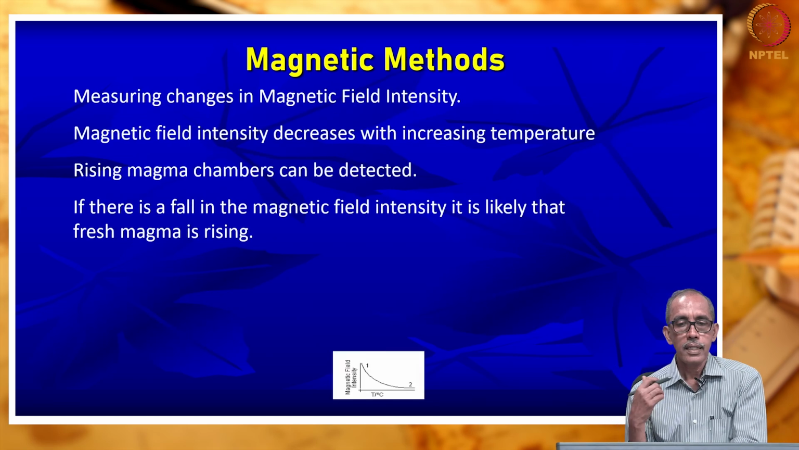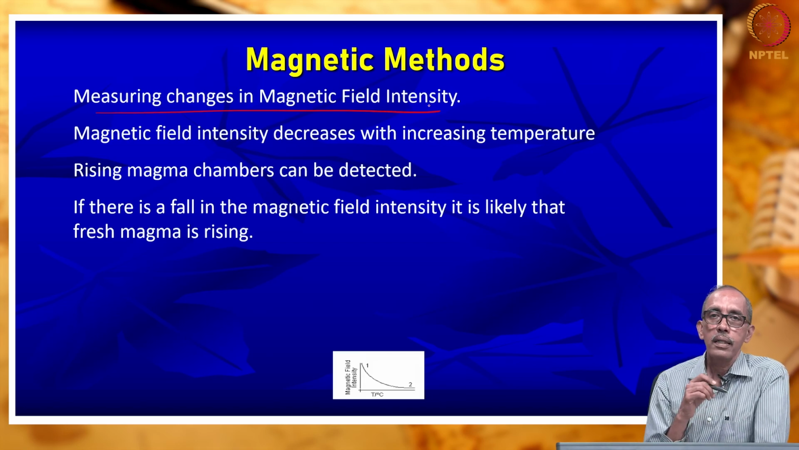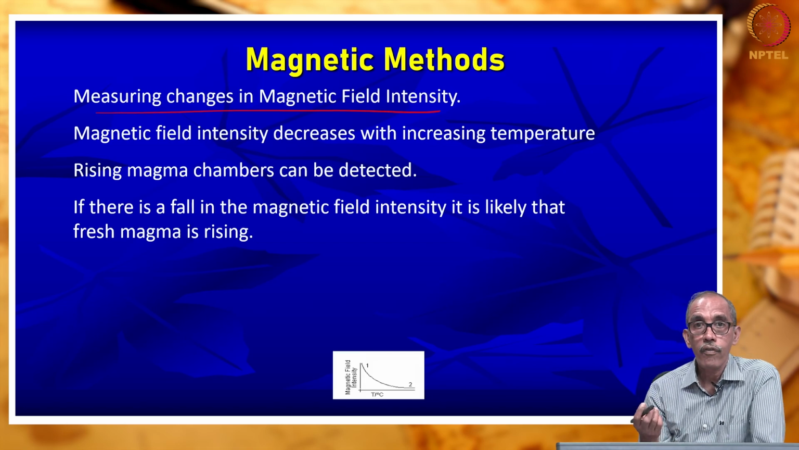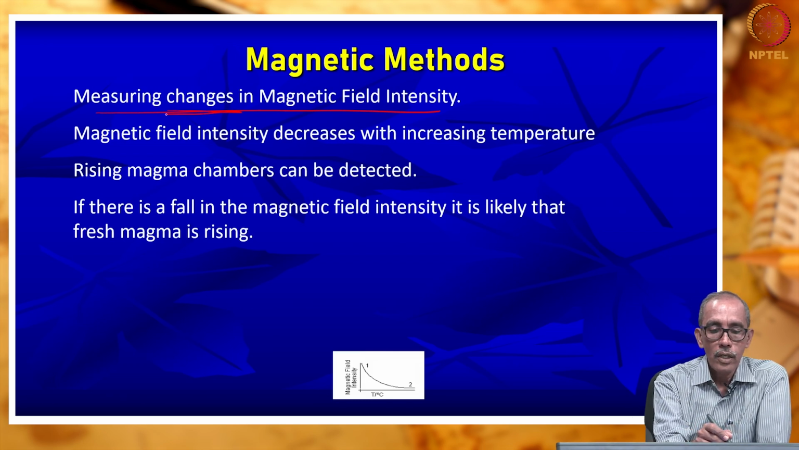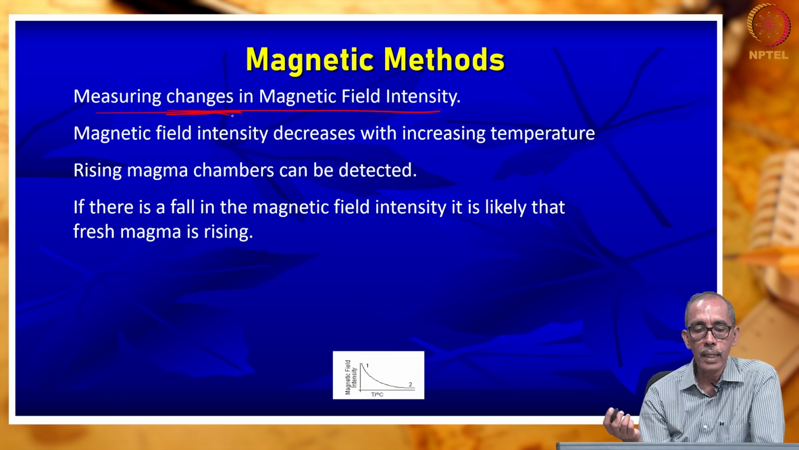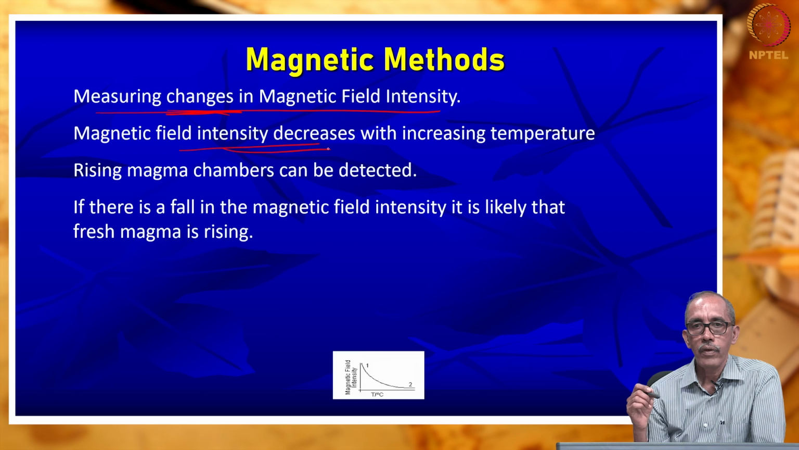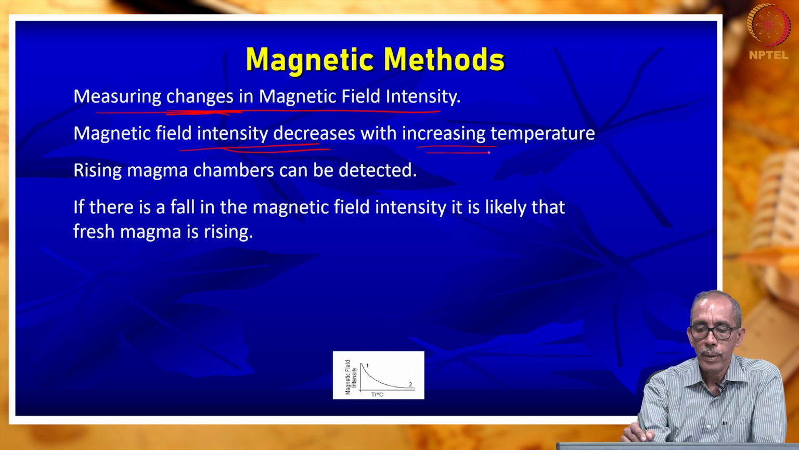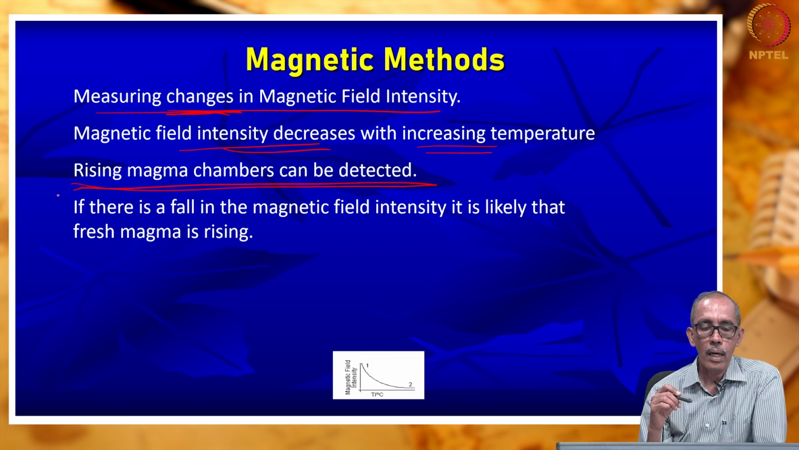Now, let us take the same example. Now, we are trying to understand the change in the nature of rock present below the surface, right? How are we going to do it? Just continuously we are measuring the changes in the magnetic field, right? Magnetic field intensity will decrease with the increase in temperature, similar to gravity methods. That means magnetic intensity will decrease with the rise in temperature. So, we can detect the rising magma, right?